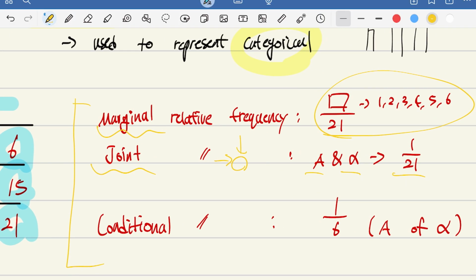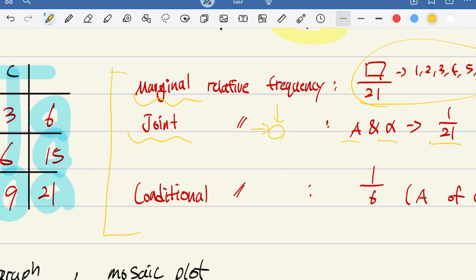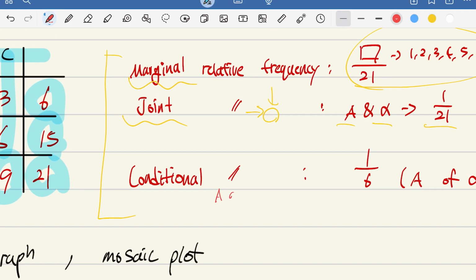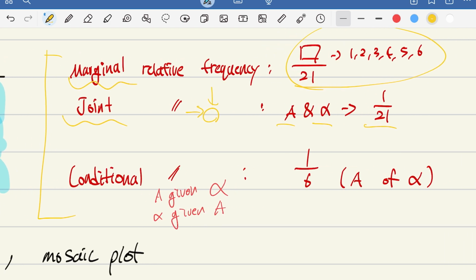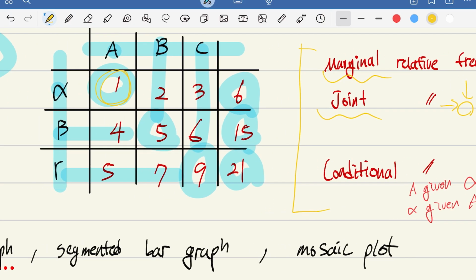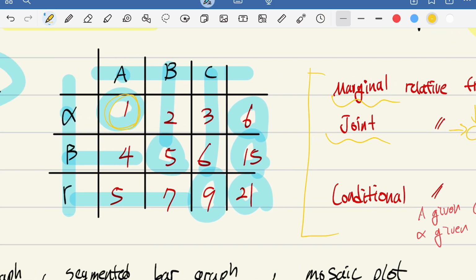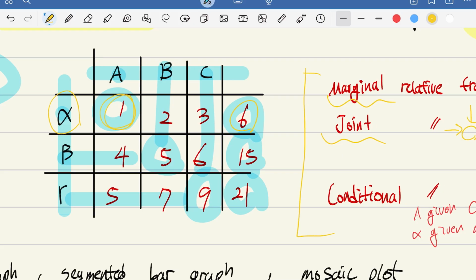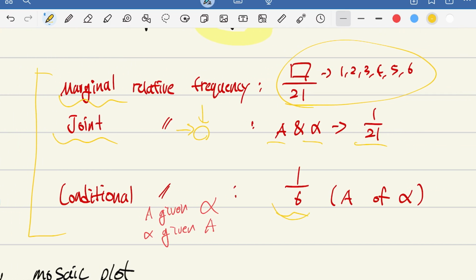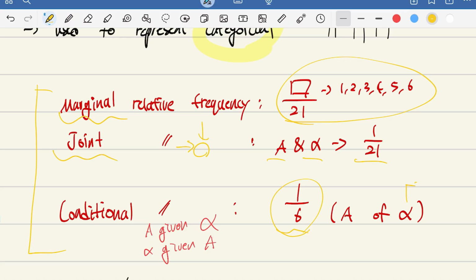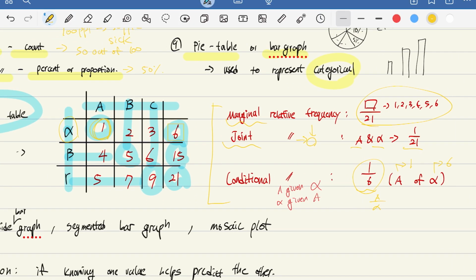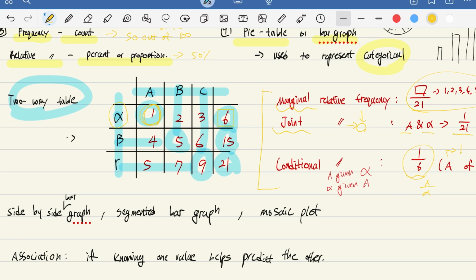And the conditional relative frequency would be something such as A given alpha or alpha given A. These are the ones that we call conditional. The reason why I wrote 1 over 6 is because out of all alphas, we have a total of 6 alphas, and only one corresponds to A. That's the reason why I wrote 1 over 6, because there are 6 alphas and only one A. So we're representing it like this. These are the three relative frequencies that we use in a two-way table.